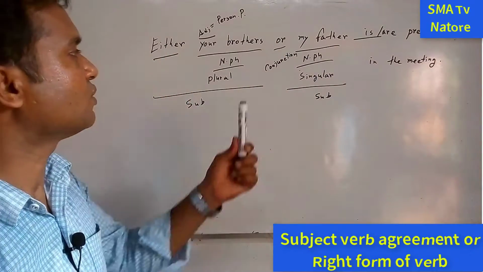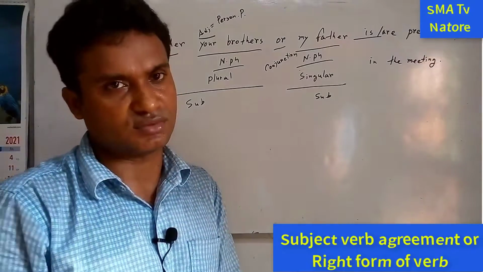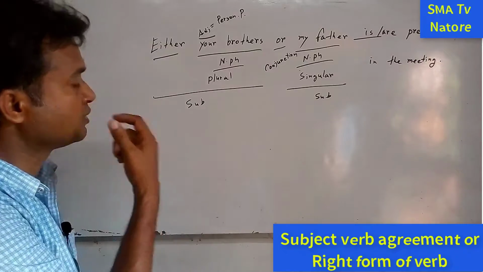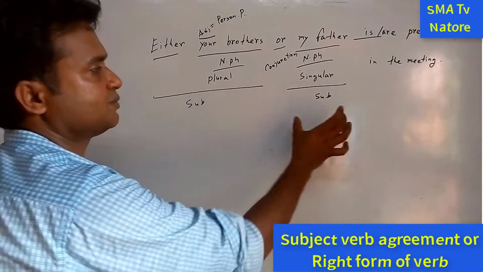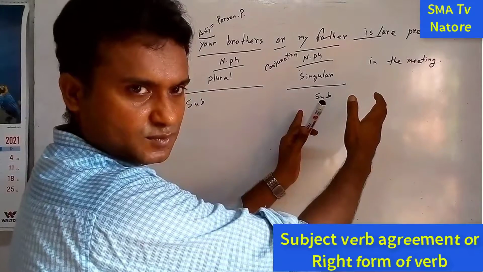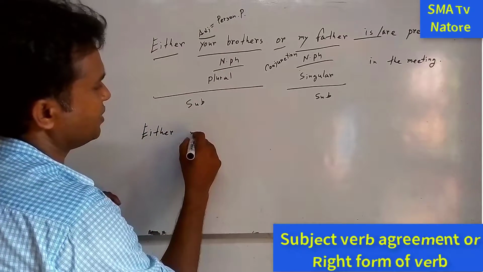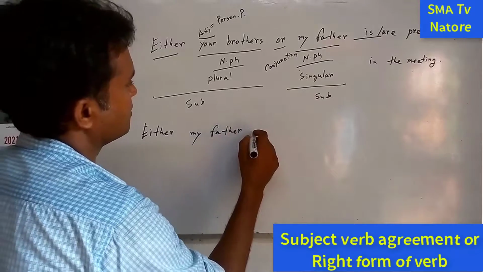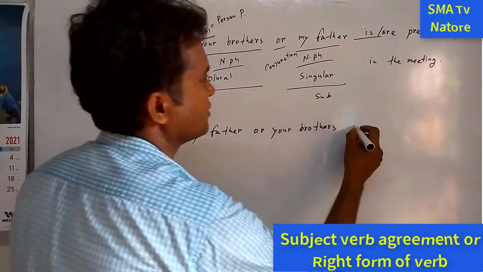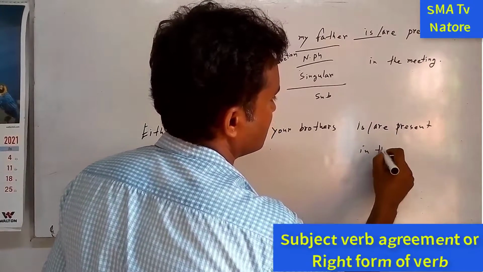You know what the conjunction is? Conjunction is the connecting of a sentence, of similar words. It may be nouns, verbs, the similar things are taken. So this is conjunction. This conjunction takes only one part, this part or this part, anyone. But if it is taking this part, the priority goes to the part nearer to the verb. For example, either my father or your brothers, your brothers is or are present in the meeting.